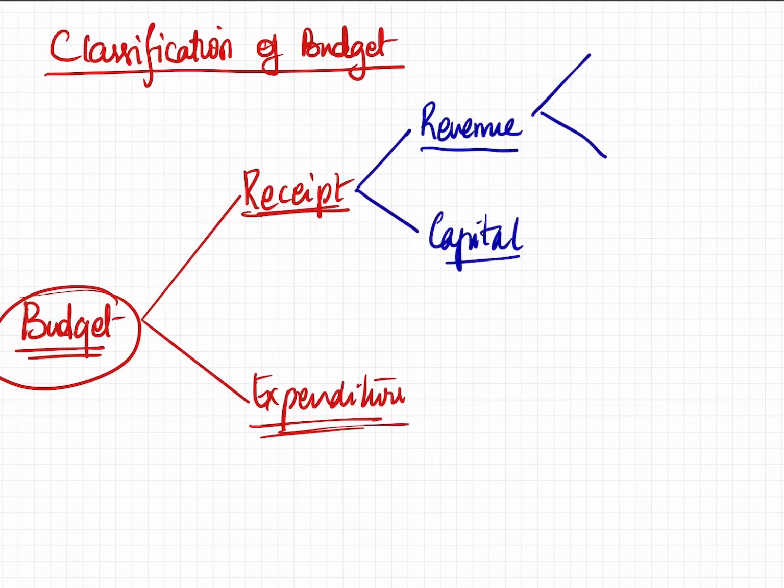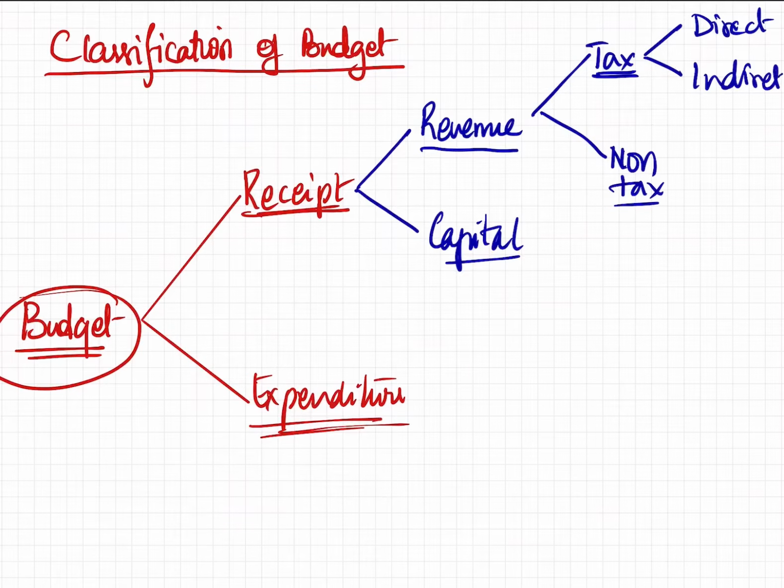Revenue receipt is further classified into tax and non-tax: tax revenue receipt and non-tax revenue receipts. Taxes are of two types: direct tax and indirect tax. Example of direct tax is income tax, and example of indirect tax is GST. We'll keep for later what is direct and indirect and how it is differentiated. For now, understand that tax is a type of revenue receipt. Why? Because tax does not increase the liability of the government. That means the government does not have to give it back to somebody, nor does it reduce the asset of the government. So that's why it's a revenue receipt.